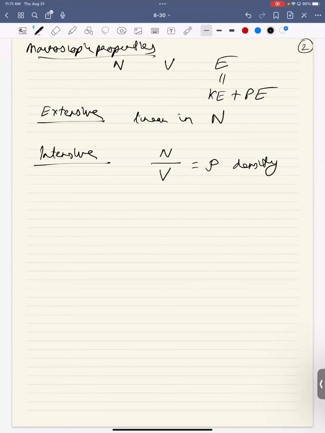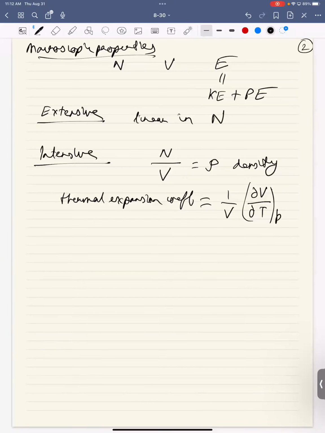Anyone? How about thermal expansion coefficient? Thermal expansion coefficient is defined as change in volume. I'm talking about volume thermal expansion. Change in volume, partial V, by partial T at constant pressure, 1 over V. This is a macroscopic property.